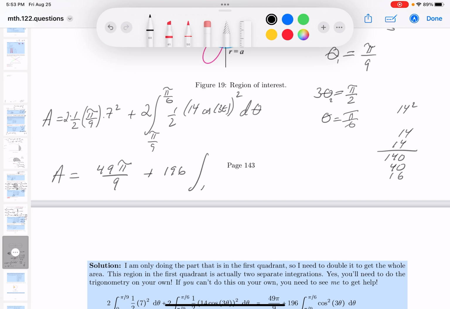And it's going to be from pi over 9 to pi over 6. And then what I'm going to do here, let me get my eraser out. Let me see this business over here. I have cosine squared, right? I need to reduce the power of that.